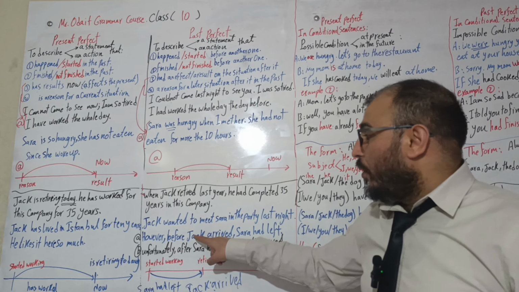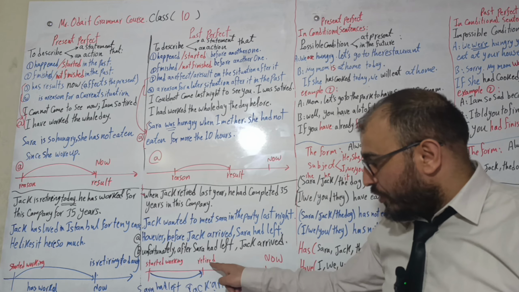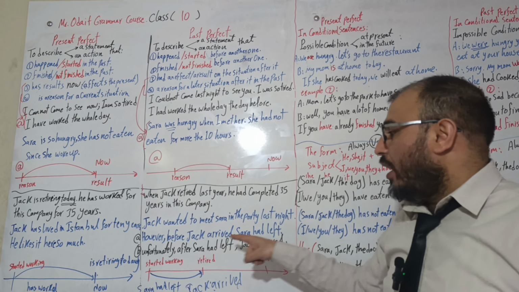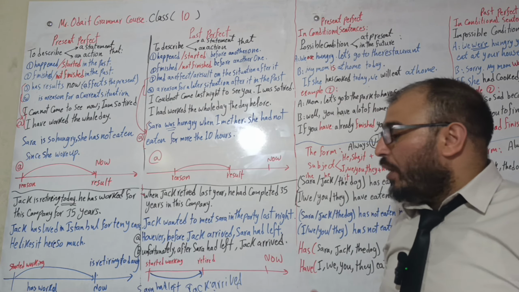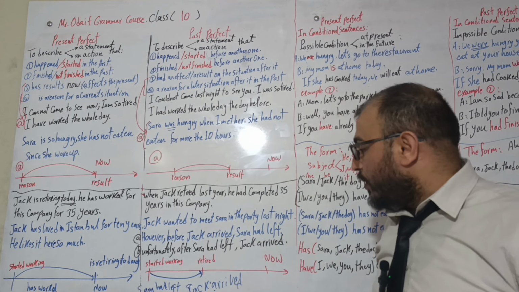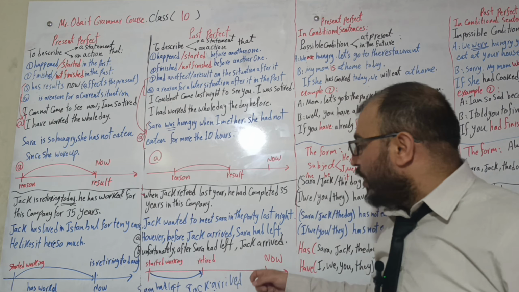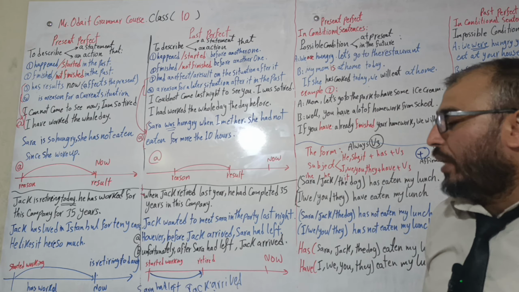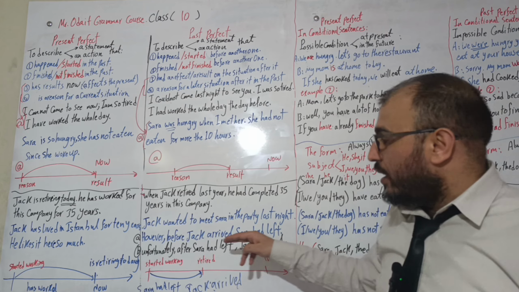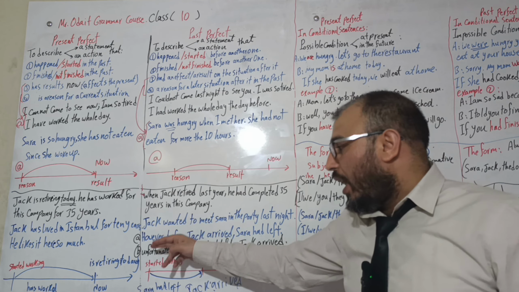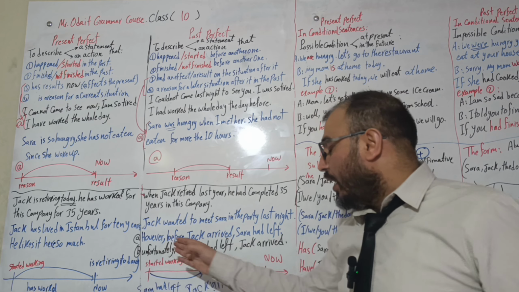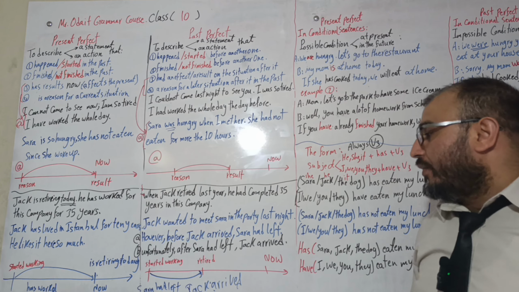However, Jack arrived in the past. But what happened before this past? Sarah had left. So if we want to put these events into a chronological order, we say that Sarah had left first, then Jack arrived. Or we can say Jack wanted to meet Sarah at the party last night. Unfortunately, after Sarah had left, which is the older event, Jack arrived.